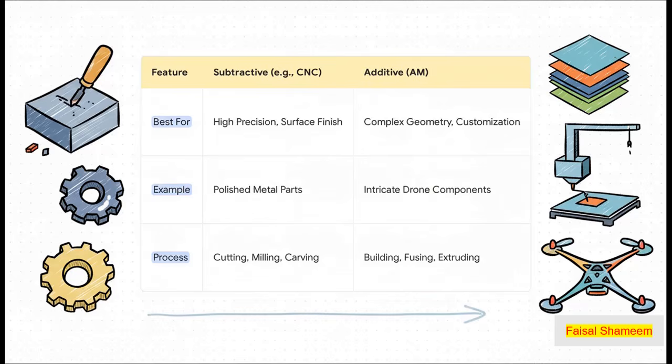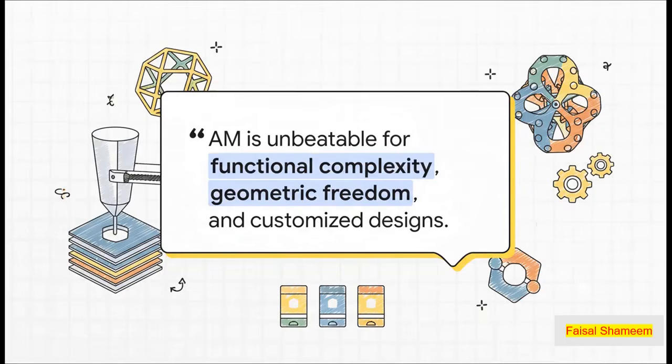Subtractive methods like CNC machining are still the champions when you need really high precision and that perfectly smooth surface finish, especially when you're working with metals. But AM, well, AM has its own very different superpowers. And this is where AM becomes absolutely unbeatable for creating things with mind-blowing complexity and custom designs. Think about a drone part that has these internal channels for cooling, or a bone implant with a lattice structure that actually mimics real bone. These are shapes that are either totally impossible or just incredibly expensive to make any other way.